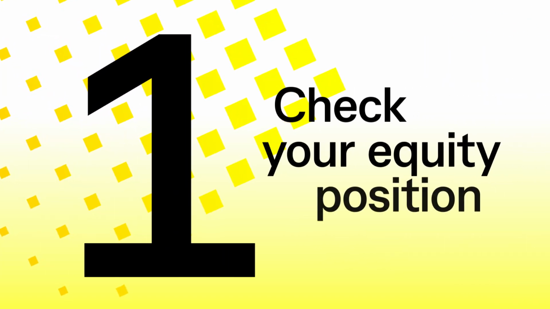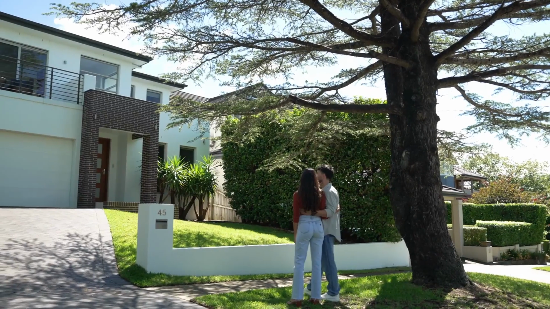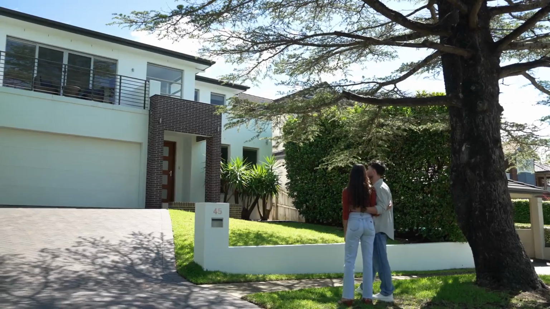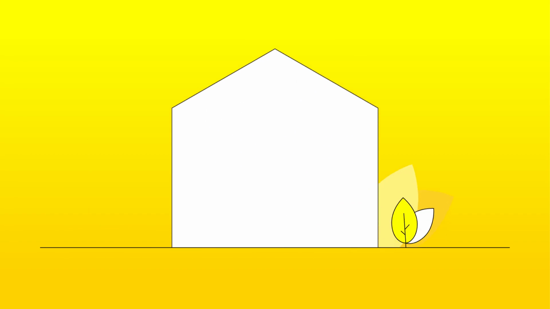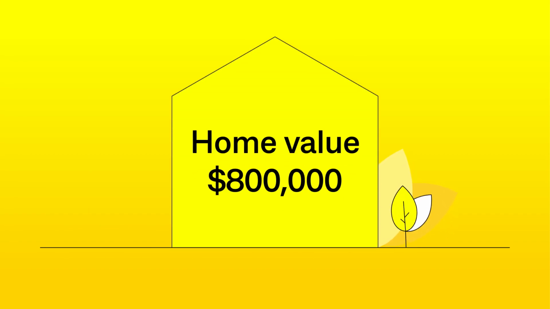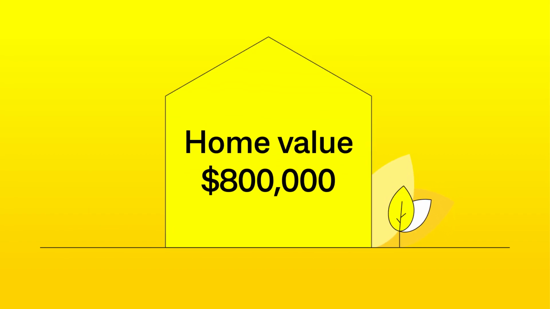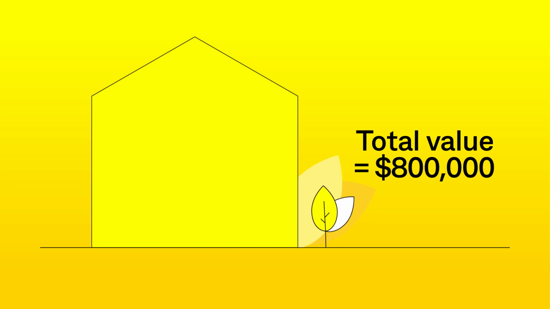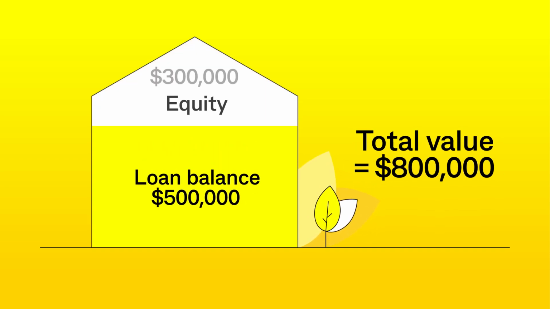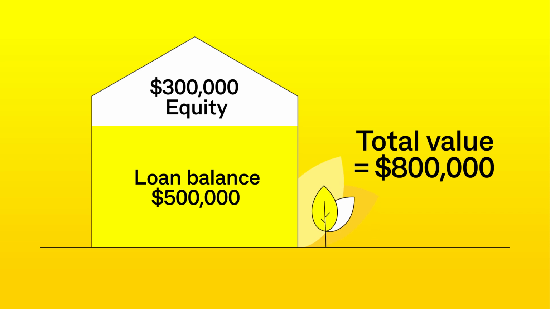Step 1, check your equity position. If you already own a home, you may be able to use some of its equity to help fund your new investment. Equity is the difference between your home's current market value and your remaining loan balance. For example, if your home is worth $800,000 and you owe $500,000, you have $300,000 in total equity.